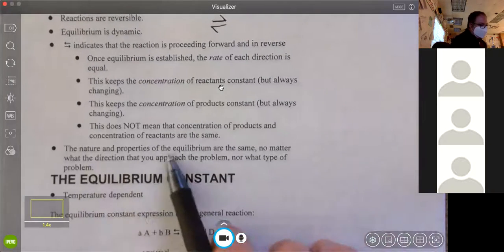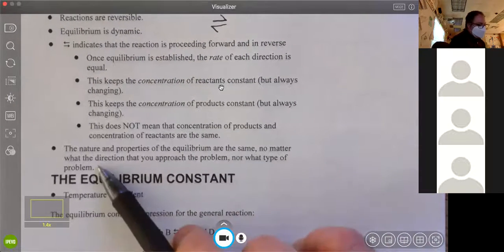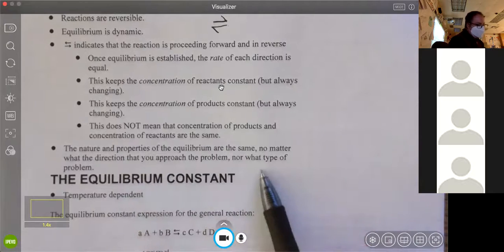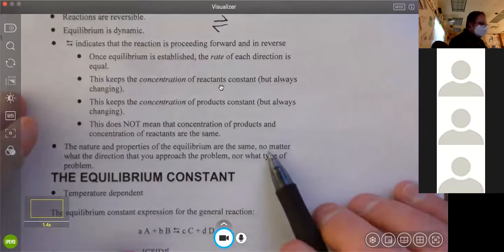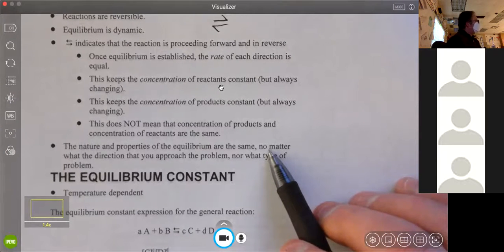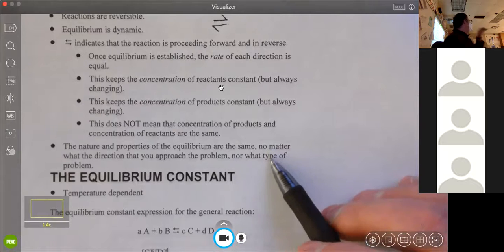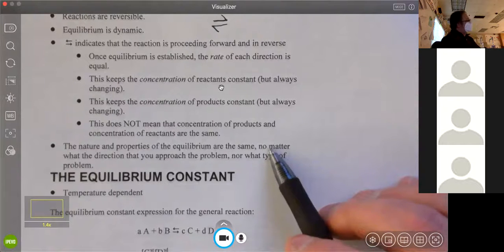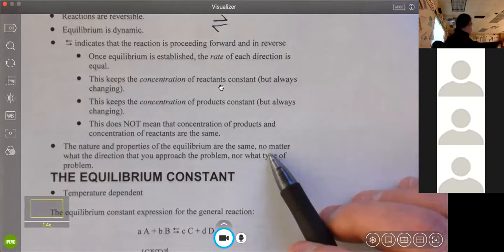The nature and properties of the equilibrium are the same no matter what direction you approach the problem from, nor what type of problem. What this means is if we're talking about something dissolving, we have the solubility product equilibrium. If we're talking about reactions of gases or aqueous solutions, we have the concentration equilibrium. If we're talking about gases, we may have partial pressure equilibrium. If we're talking about acids, we have the acid equilibrium. Bases, the base equilibrium. You may remember them as Ka and Kb.